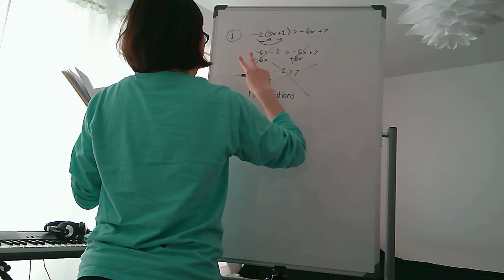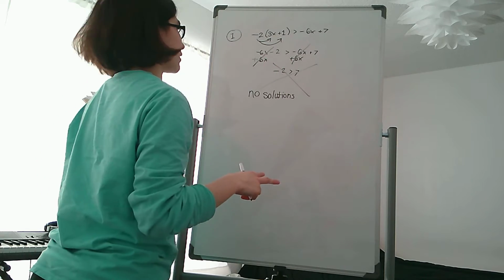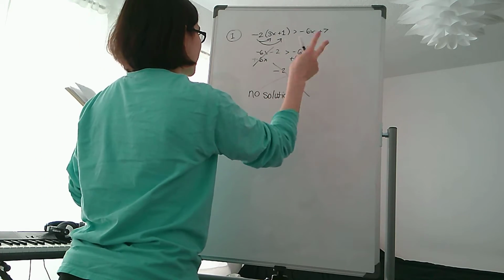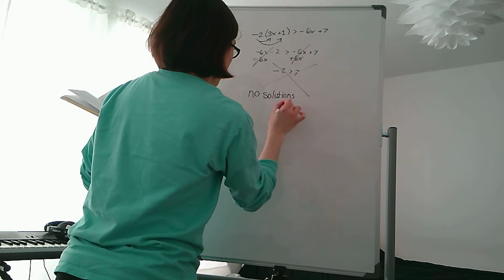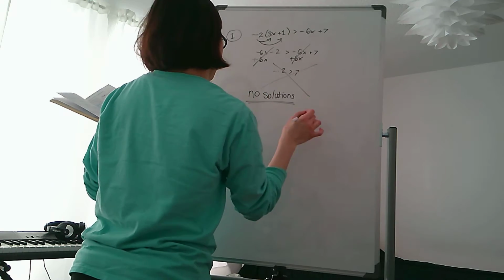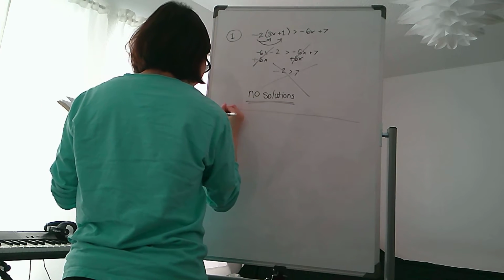Because when you try to simplify it with the variables on both sides, the variables cancel out, so you're just left with two constants, negative 2 and 7, and that's wrong. So no solutions. Okay, now our next example, number 2.